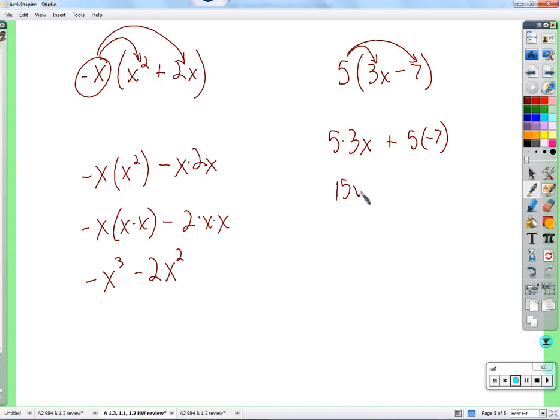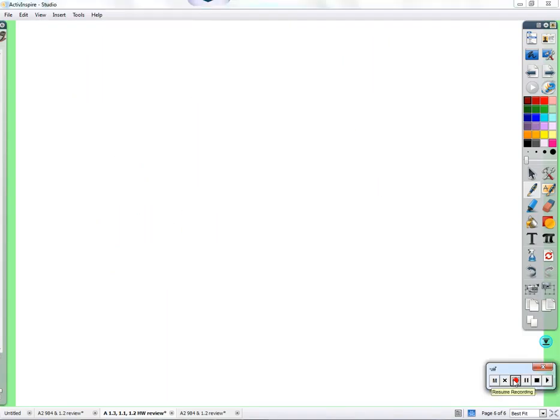Step it back a notch, as we get used to this distributive property thing. Let's do 5 times 3x. Let's try that distribution out. Distribute this 5 to both of these things. Here we have 5 times 3x. That's 3 times x. Let's say plus 5 times negative 7.